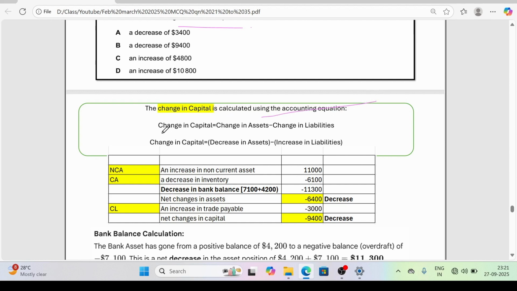How are we going to calculate this? Changes in capital equals changes in assets minus changes in liabilities. That means capital equals assets minus liabilities, no? The same way, changes in assets minus changes in liabilities. Here, changes in capital equals decrease in assets minus increase in liability. I will explain how it decreased and how it increased.